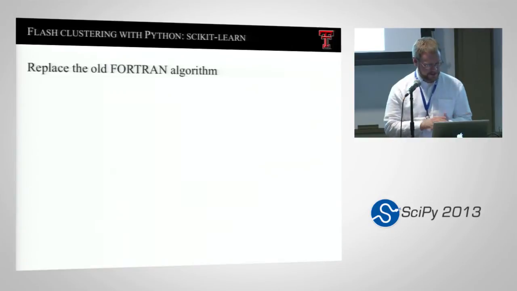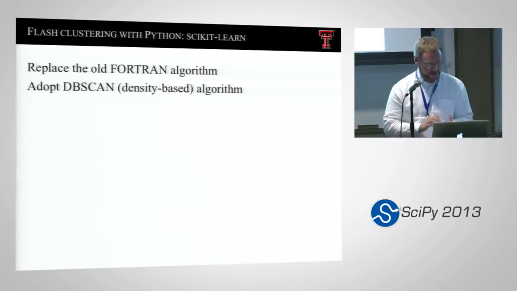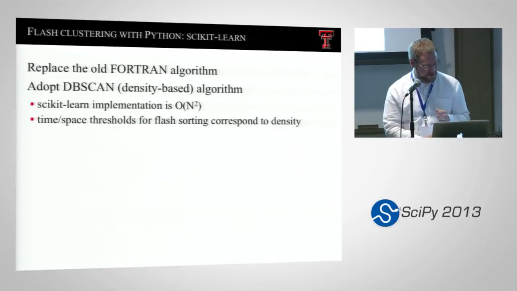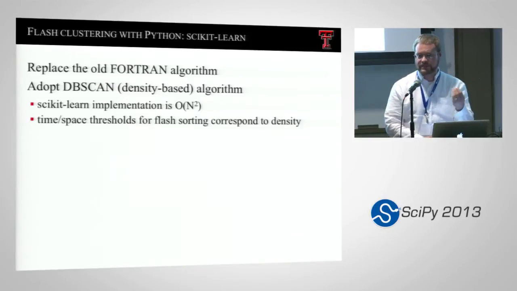And it turns out in scikit-learn, there's a clustering algorithm that will do this. This is the DBSCAN algorithm, a density-based algorithm for flash clustering. And that implementation is order n squared efficient. You can do an n log n algorithm, but what they have in there right now is n squared. The idea of using time-space thresholds to cluster things corresponds very nicely to density, so we'd expect these two methods to work similarly.